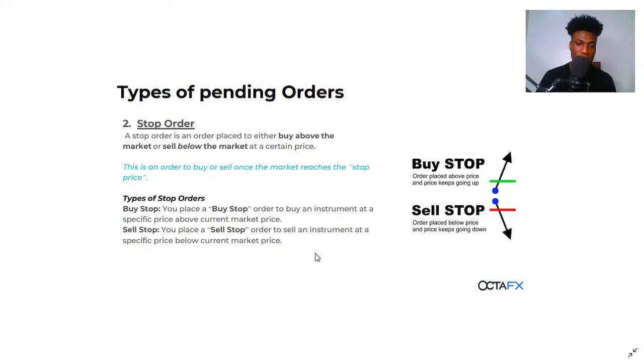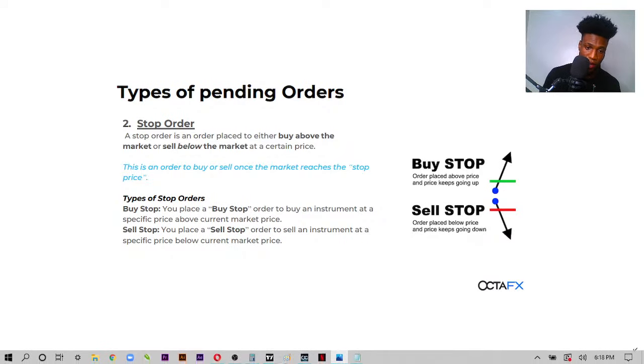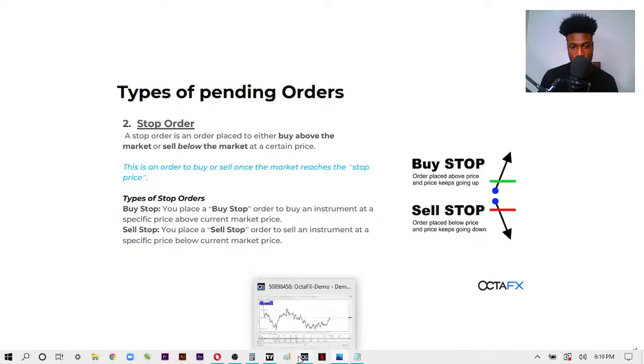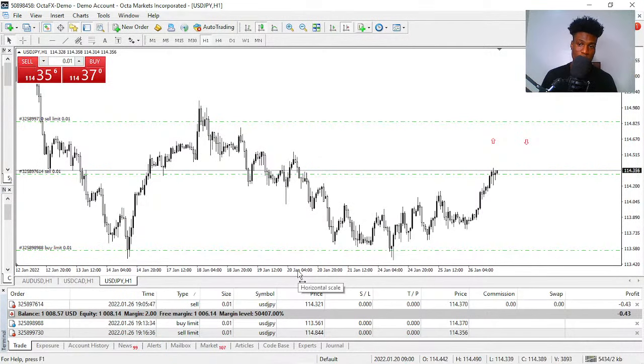Now, you place a buy stop order to buy an instrument at a specific price above the current market price. You place a sell stop order to sell an instrument at a specific price below the current market price. Now, the general idea behind buy stop and sell stop is you're placing these orders in anticipation that once your order gets triggered, the market moves in the initial direction.